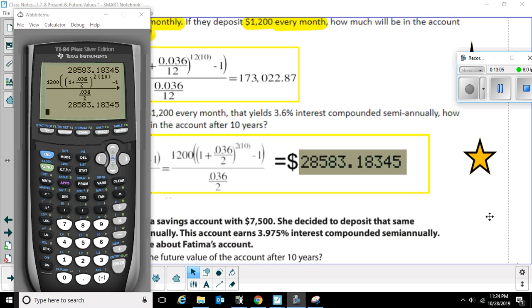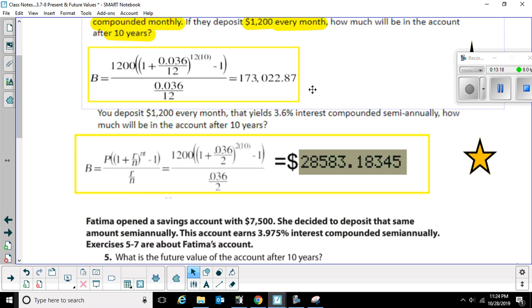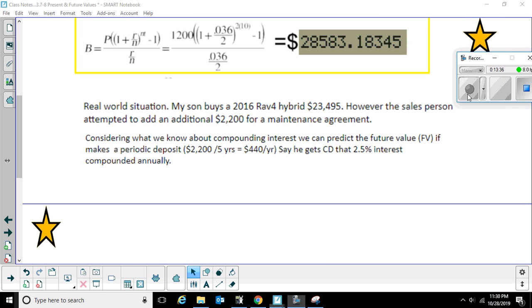Okay, I'm back. After double checking this two or three times, I've determined that the answer is what it is, 28,583. If I compare and contrast, this is compounded monthly, where this is compounded semi-annually. It does make sense, number sense-wise, that this number ought to be bigger than this number. Okay, I felt good about that. Let's consider our next question.